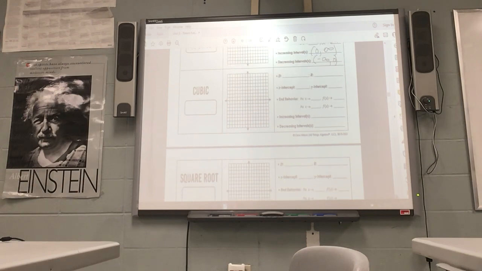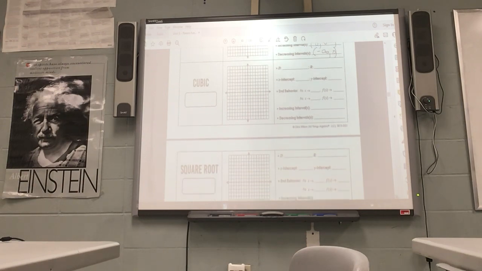Alright, so now these next few functions are getting into some we haven't done yet. So the parent function for a cubic function. What was the quadratic one? It was all the same as the absolute value. f of x equals x squared. So cubic is x cubed.